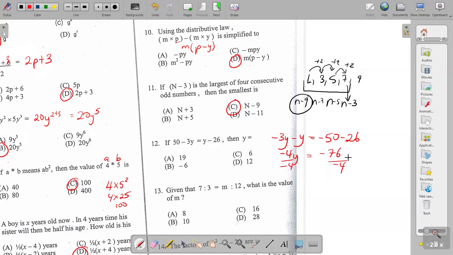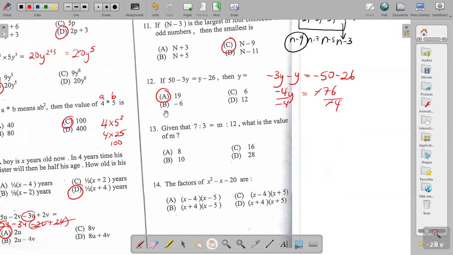So this is looking like 76 divided by 4 is 19. So the negative is going to cancel the negative. And so you're going to get A.